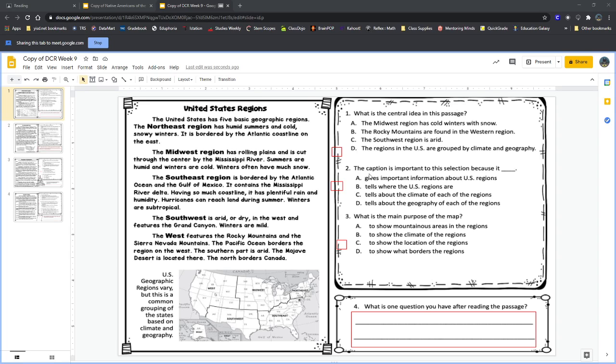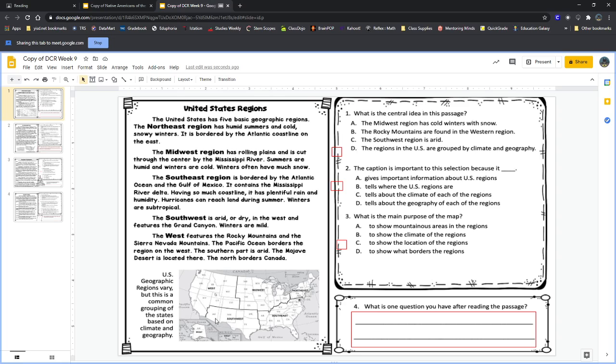Question 2. Caption is important to this selection because it blank. Captions are right here. Captions are little boxes of text that they put next to pictures. So it could be underneath the picture, it could be on top of the picture, or in this case, it could be on the side of the picture. And it tells us about this picture. So they want to know, why is this information important?